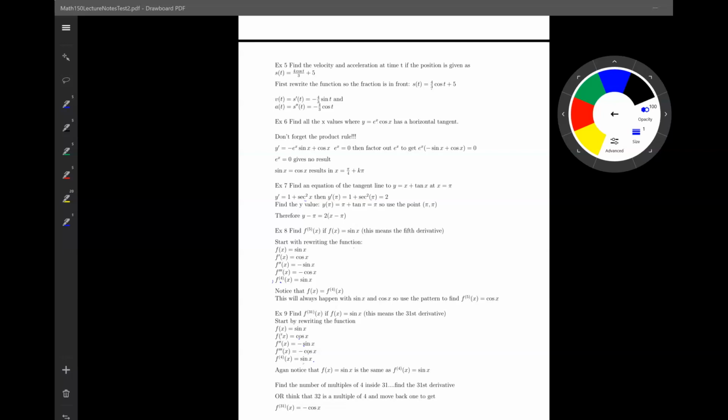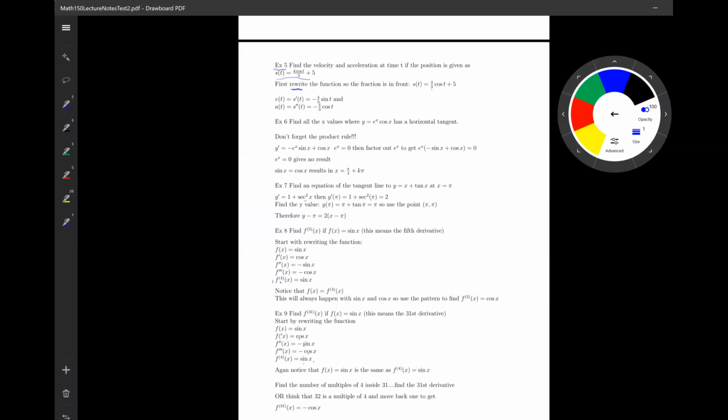All right, let's continue on with example 5. So here I have a position function given, and you know that one derivative of the position gives me velocity, two derivatives of position gives me acceleration. So first thing I'm going to do is rewrite. So I see this 4 cosine of t over 3 is the same as saying 4/3 times cosine of t.